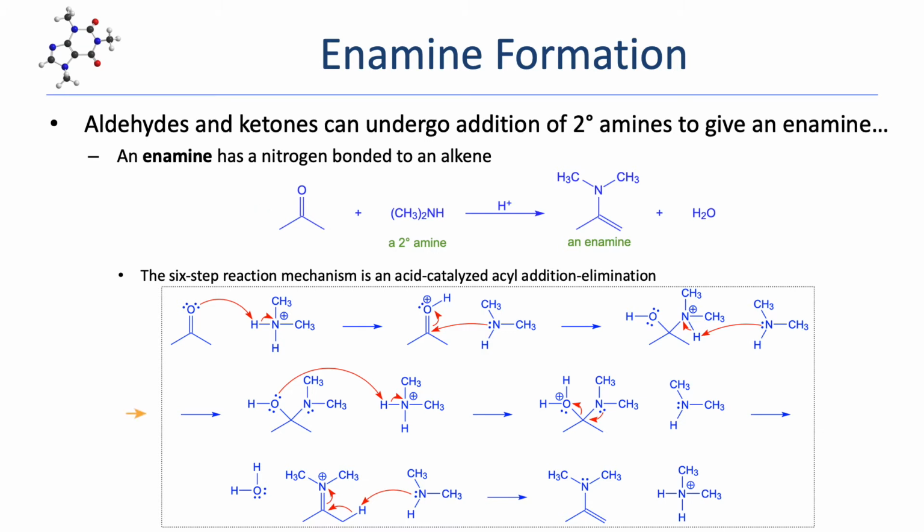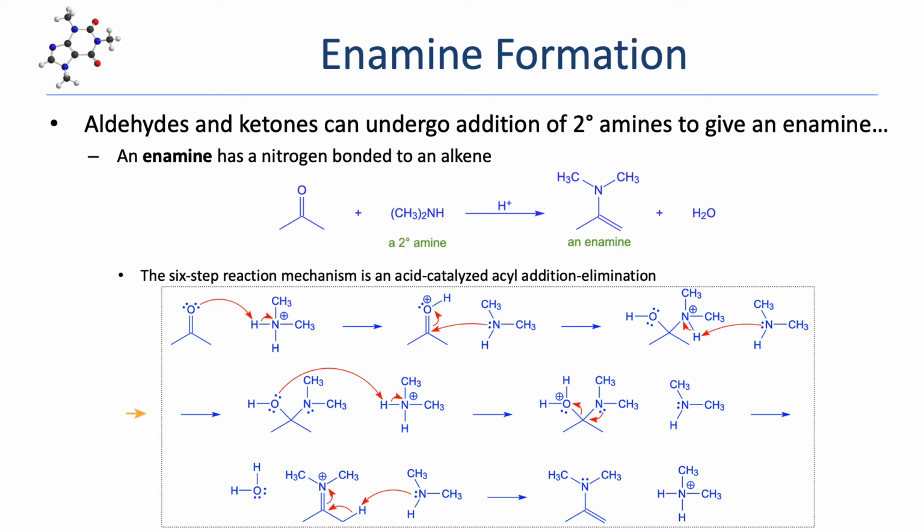The reaction mechanism is a six-step acid-catalyzed acyl addition elimination. Fortunately, the mechanism is nearly identical to the mechanism for the imine formation, differing only in the final step. The first two steps are the protonation of the carbonyl oxygen and nucleophilic attack of the amine onto the carbonyl carbon. As we saw for the mechanism of imine formation, the order of the first two steps is debated, and likely depends on the specific carbonyl and amine used.